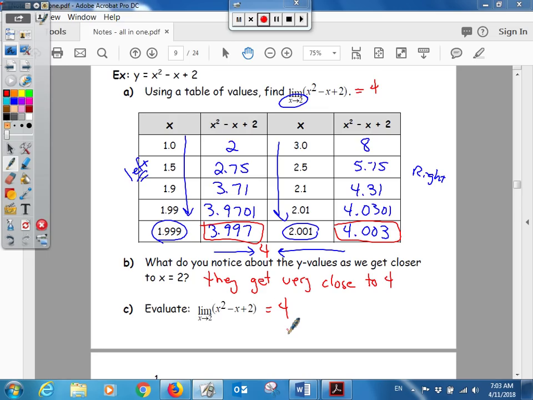So we're basically taking a table of values and looking at the y values as x gets very, very close. Notice there are 3 decimal places here, 0.001 and 0.999. That gets you very, very close. You could get even closer by adding another digit to it. The closer you get, the better your approximation will be.